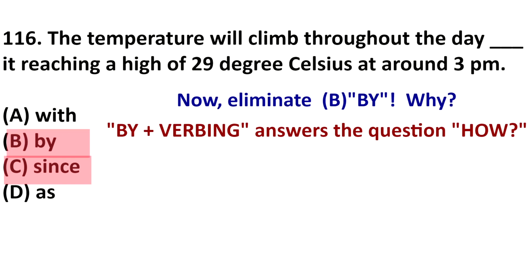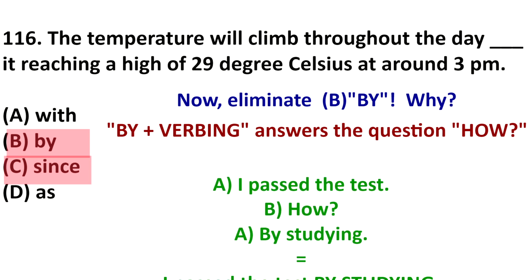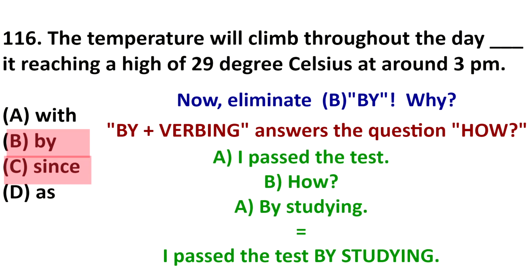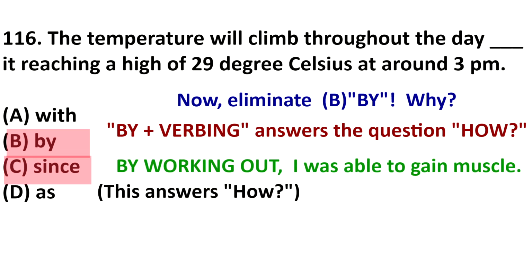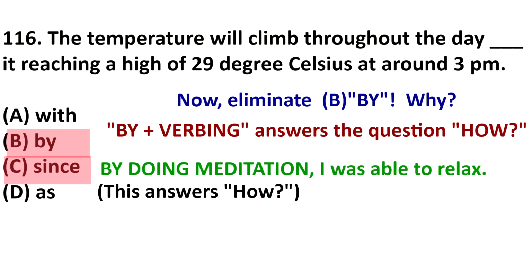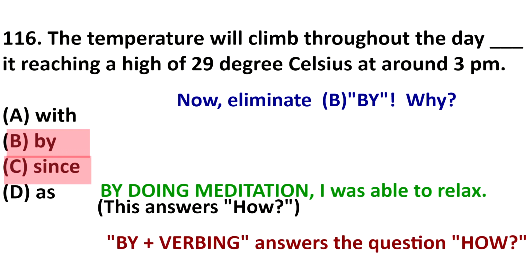Now let's eliminate by. When using by plus verb ing, it always tells us how something is done. For example, I passed the test. How? By studying hard. By studying hard is how you pass the test. Or by working out, I was able to gain muscle. How were you able to gain muscle? By working out. Or by doing meditation, I can feel more relaxed.